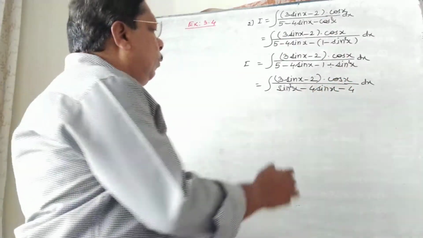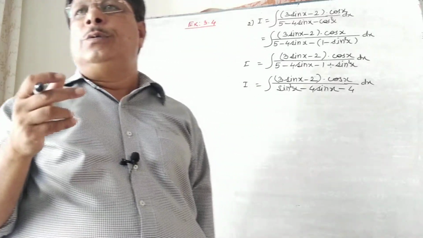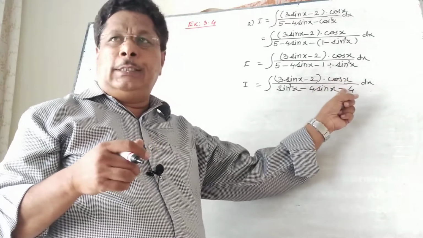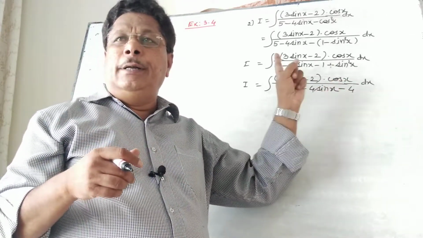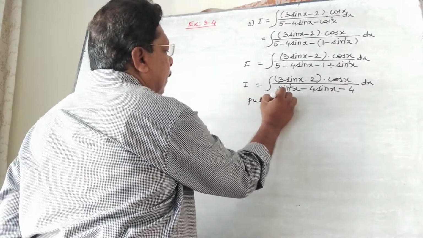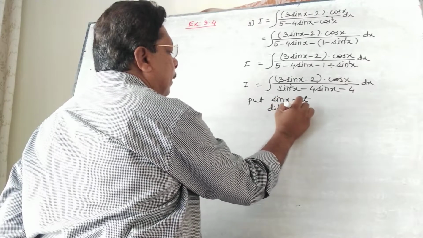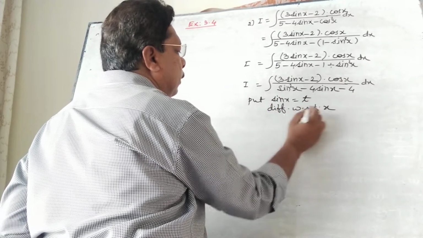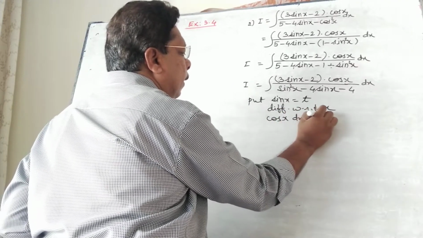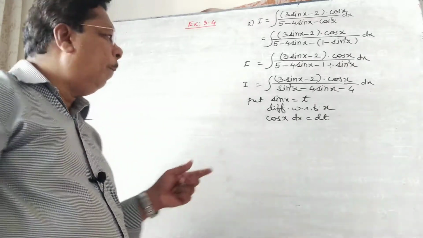And now take the substitution. What is the substitution? Put sin x is equal to t, because the derivative of sin x is cos x, and which is adjustable in the given integral. So put sin x is equal to t, differentiate with respect to x, so what will come? Cos x dx is equal to dt. So we'll get the new integral in terms of t.